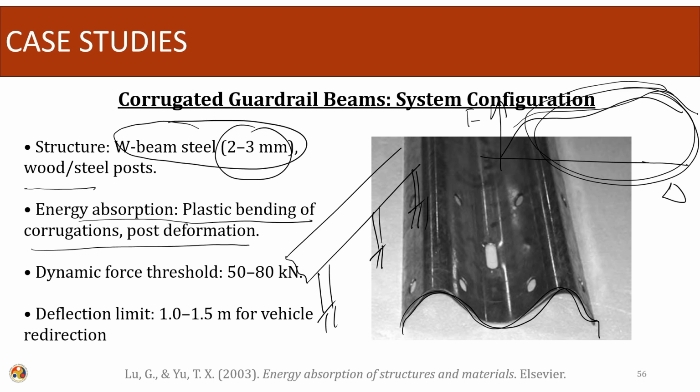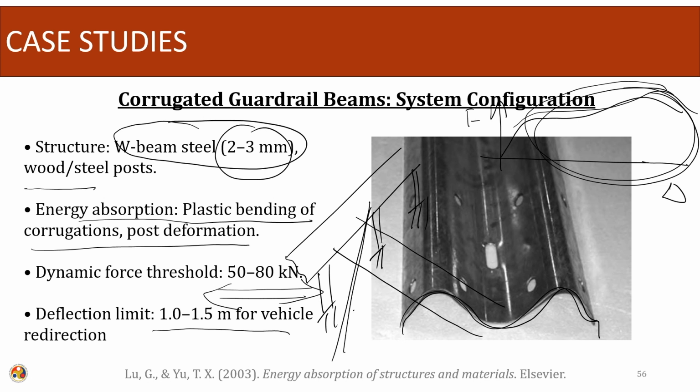Depending upon the design, they are designed for a threshold value of 50 to 80 kilonewtons, and their deflection limit is 1 to 1.5 meters for vehicle redirection. What happens is that it has to sustain a direct hit and also an angular hit. During impact it will deform, try to deflect the vehicle to a safer distance, and also absorb the impact energy through this large plateau region.